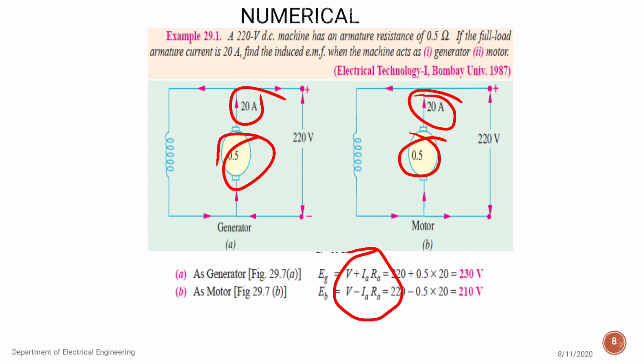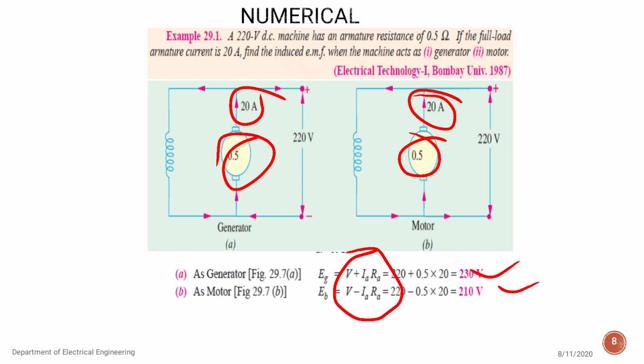If you are clear with these formulas, then you are able to solve the question. The voltage is 220 volt, armature resistance is 0.5 ohm, armature current is 20 ampere. All the parameters are the same. Only the difference: for the generator there is a positive plus, for the motor there is a negative symbol. Once you solve this, you will get 230 volt for the generator and 210 volt for the motor.